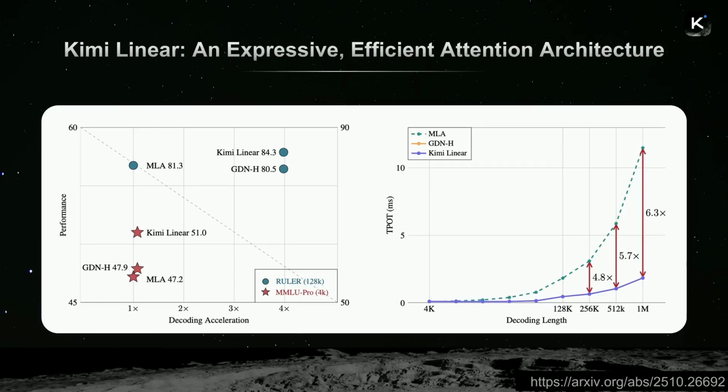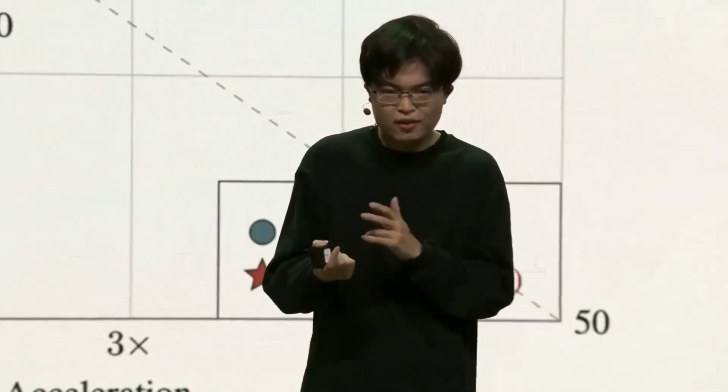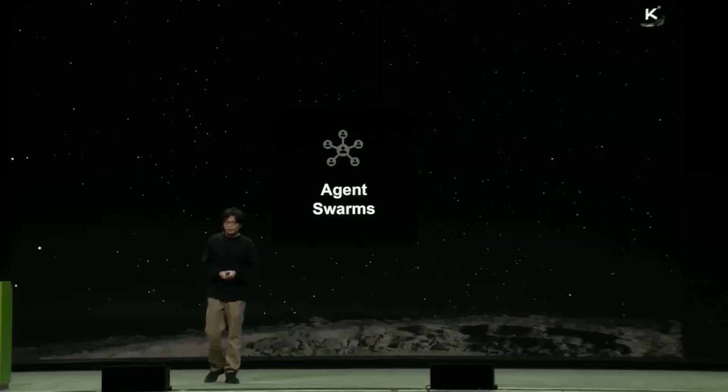And when we scale the context length further to, for example, 1 million tokens or even longer, it's going to be much more efficient compared to the baselines. And this is also the first architecture that can outperform full attention across the board, including short context tasks, long input tasks, and long output tasks. So these are two key dimensions that we are interested in. And the third dimension is the agent swarms.